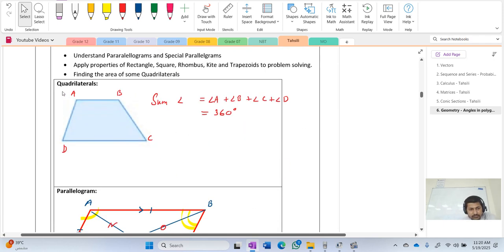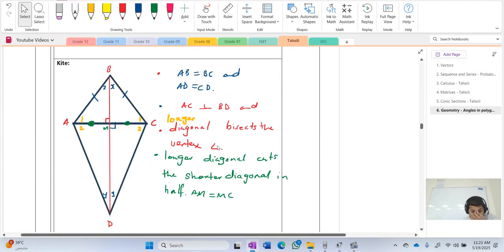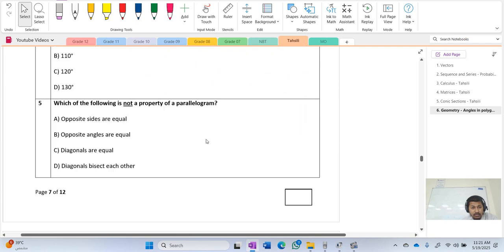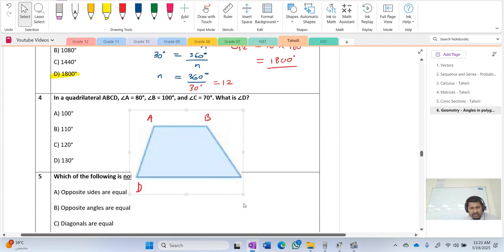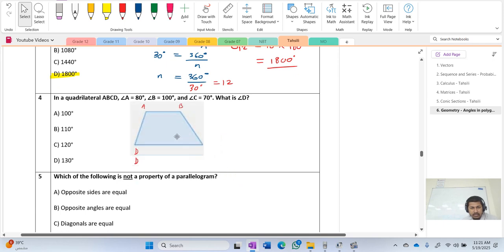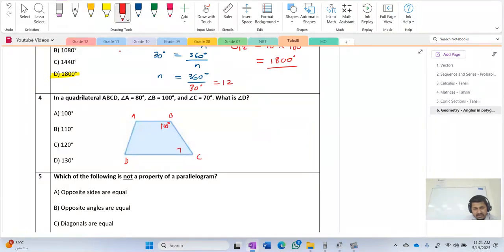They're saying angle B is 100, so I'm just going to put 100 here. Angle C is 70. Angle A is 80, so let's put 80 here. We can't just fit any angle anywhere. Remember, we've got 3 angles and we need to find the 4th angle.